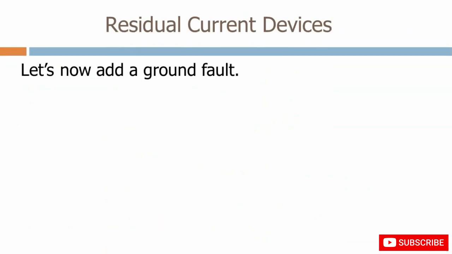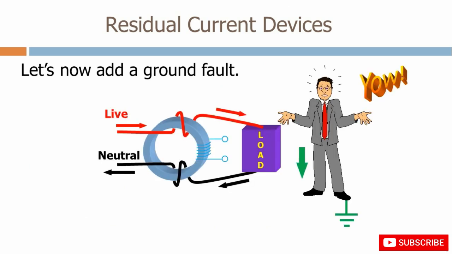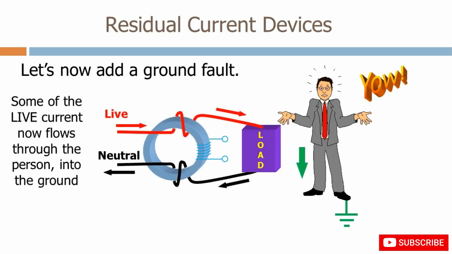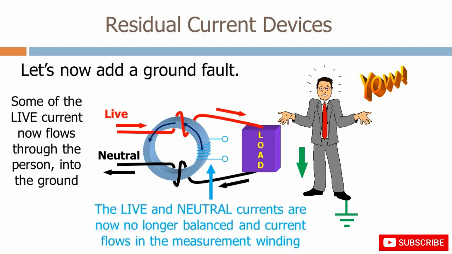Let's now add a ground fault. Some of the live current now flows through the person into the ground. Some of the current is leaked away. The live and neutral currents are now no longer balanced, and current flows in the measurement winding. We've therefore detected that the system has a leak and we can do something about it.